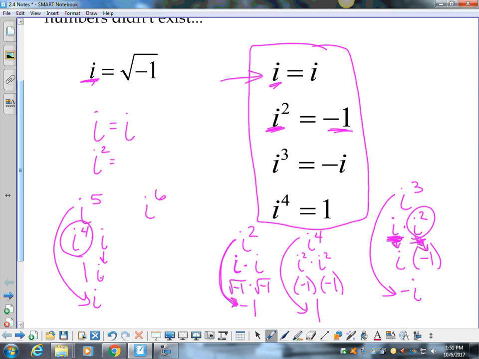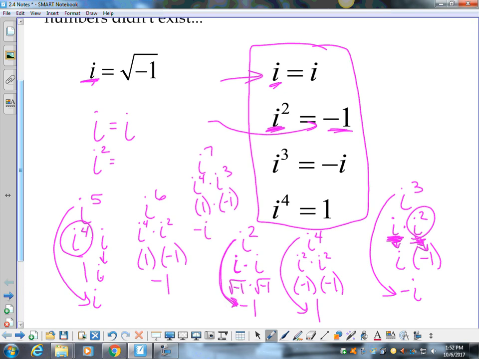Let's try i to the sixth. Well, again, I'm going to pull the i to the fourth out because it's just a 1, so that sort of clears all that out. And that would leave me with an i squared. So again, this goes to 1. i squared we decided was a negative 1. So again, now we're there. i to the seventh would be i to the fourth times i cubed. i to the fourth is a 1. i cubed is a negative i. And 1 times negative i is negative i.